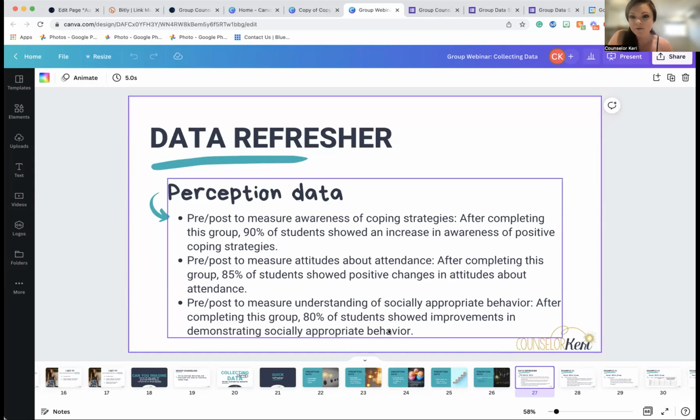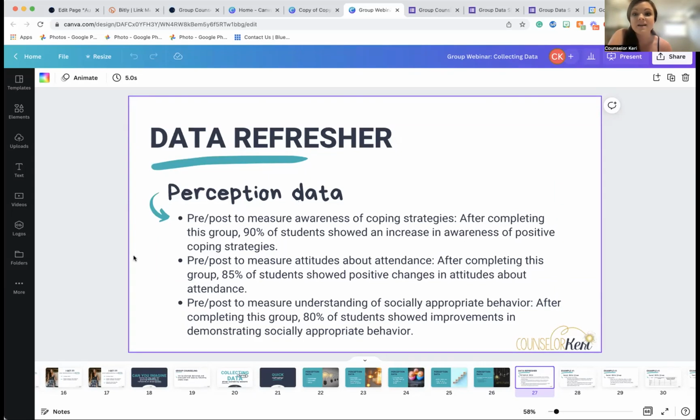So like, what kind of skills do they know about already? Maybe our goal is that after completing the group, as a whole, 90% of the students show an increase in awareness of positive coping strategies. So we might do a simple pre-post: hey, what positive coping strategies do you know? Write them all down at the beginning and then at the end and measure that. That's a really simple way to do it.